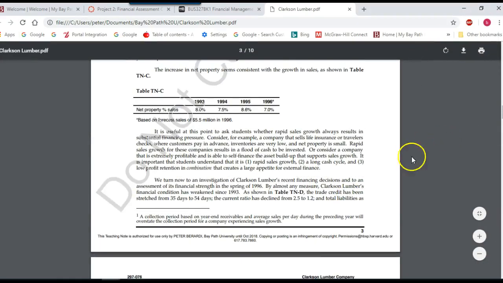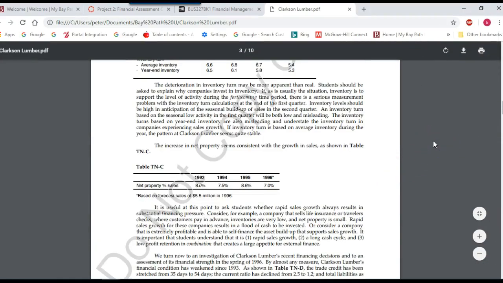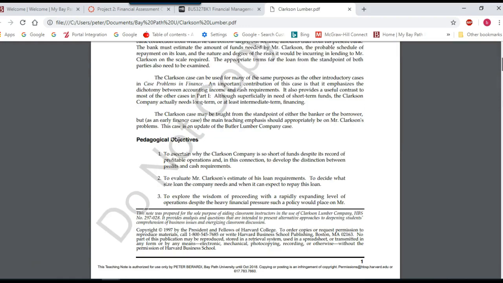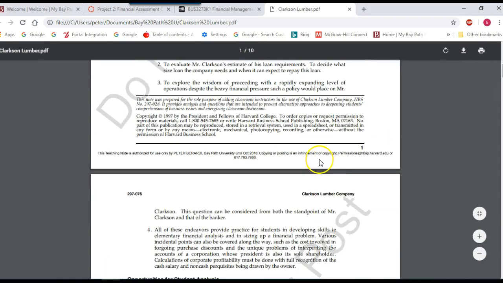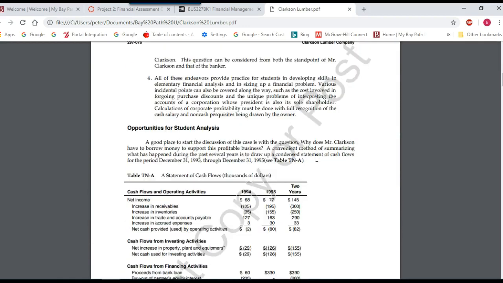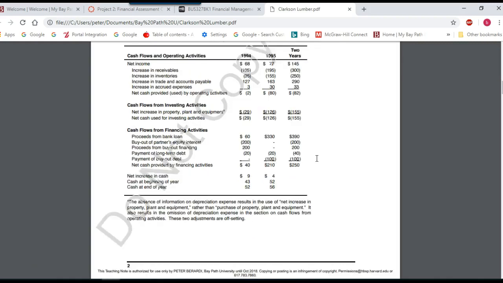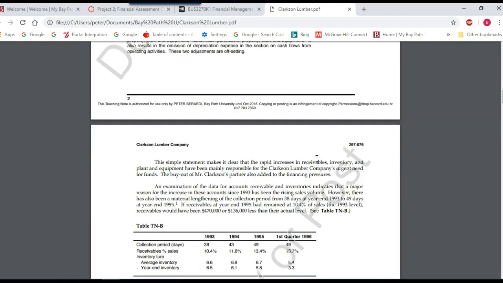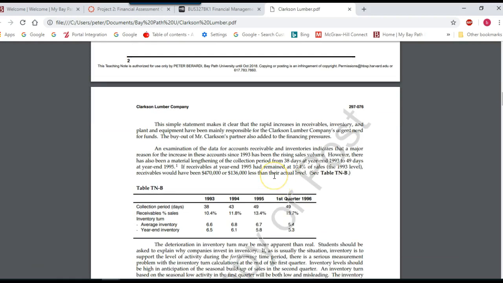So that's a quick summary of the case study for Clarkson. I recommend that you look this over and read it. I'm giving you a lot of information, as you notice, this is teacher notes. I don't have to provide that. So I've given you a lot of information to help you get moving along so that you don't spend a lot of unnecessary hours figuring out the right numbers.